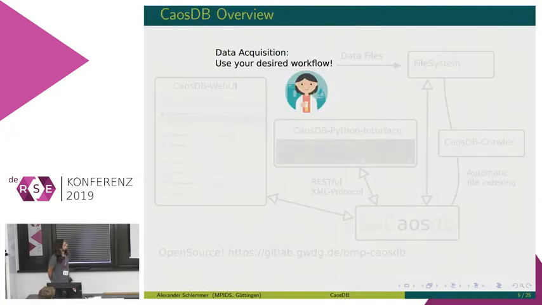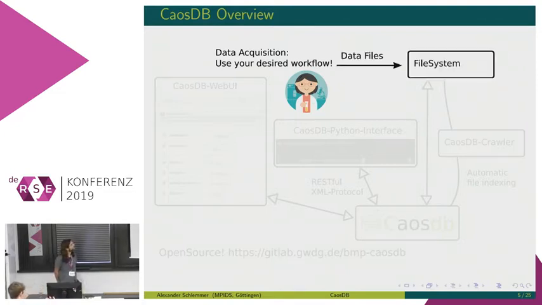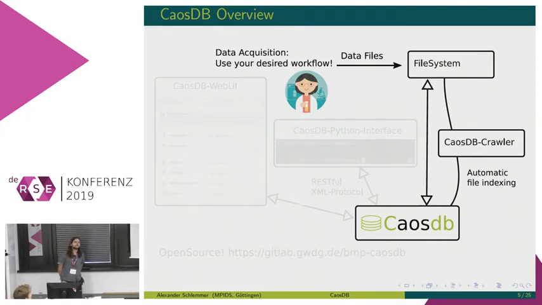And how does it in principle work? So for the data acquisition, as I said, we want you to use your desired workflow. You probably generate some kind of data files on some kind of file system. And CaosDB has an automatic crawler that needs to be adapted to special use cases, but in principle is able to automatically index files on the file system in order to create entities and records in CaosDB.